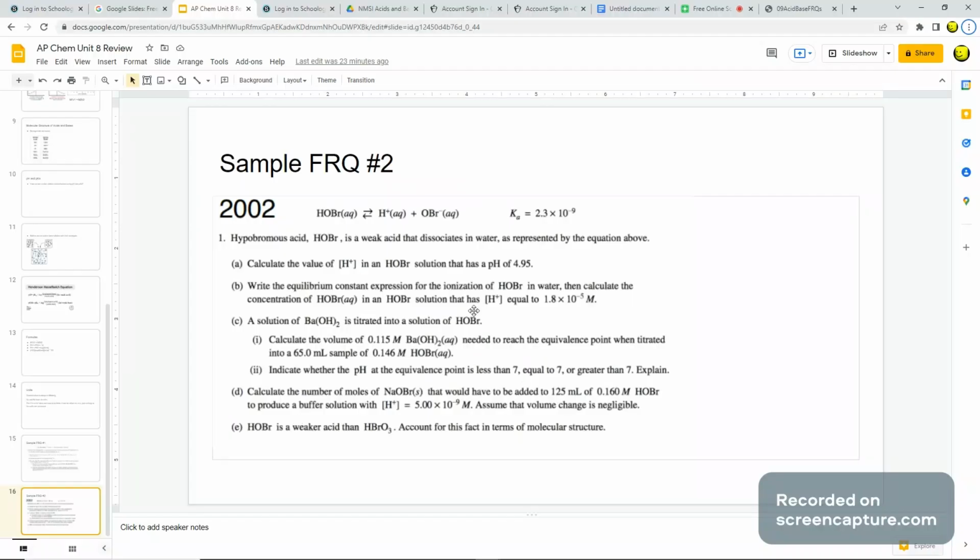HOBr is a weaker acid than HBrO3. Account for this fact in terms of molecular structure. So this was exactly what we were talking about before. HOBr has two fewer oxygens than HBrO3. This means HBrO3 has two more oxygens that have more electronegativity, and they pull electrons, making the whole molecule more polarized. So that means that H is going to be able to pop off easier for HBrO3. The more oxygens it has, the stronger acid it is.